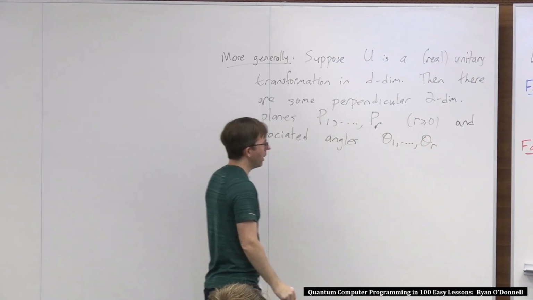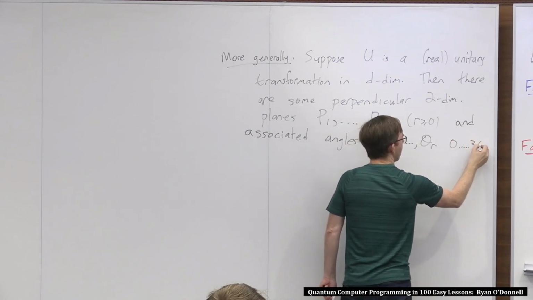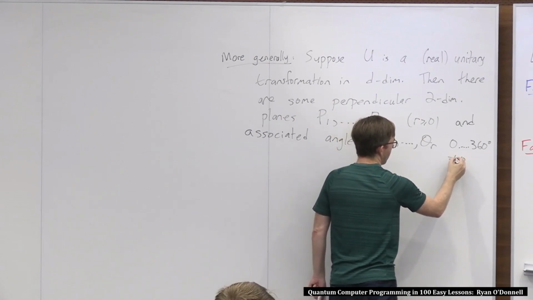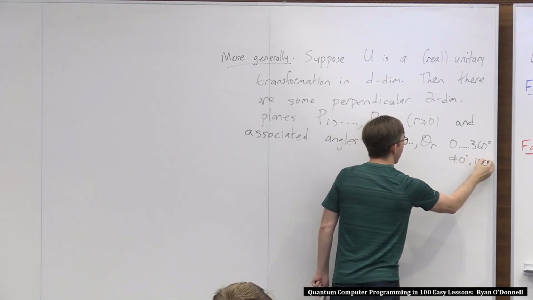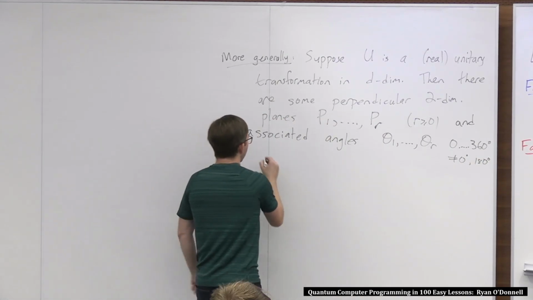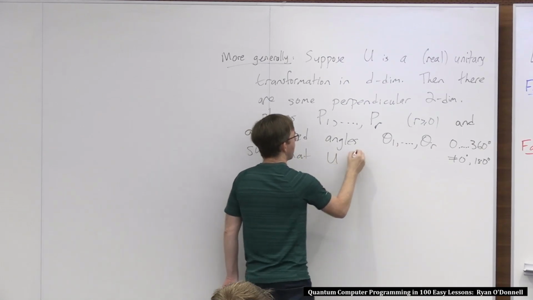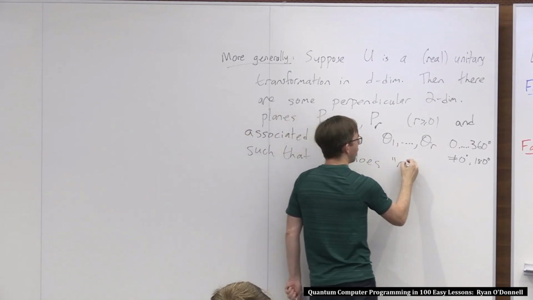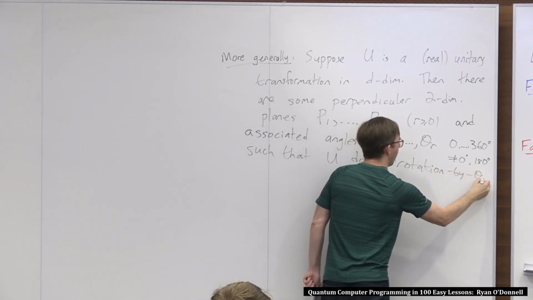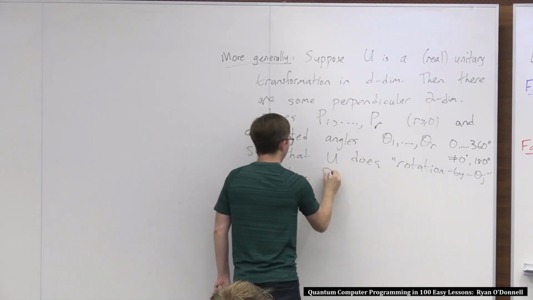And these are numbers between 0 and 360 degrees exclusive. In particular, they're not 0 or 360. And they're also not 180 degrees. That's excluded. Such that U does rotation by theta j in plane pj.